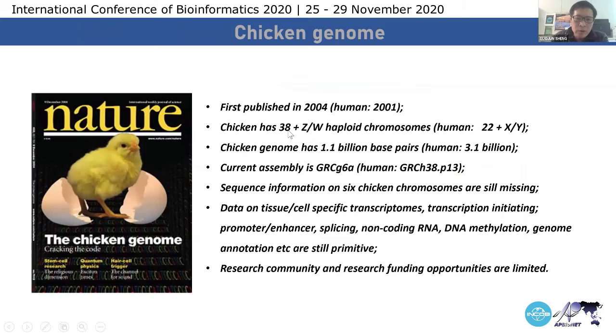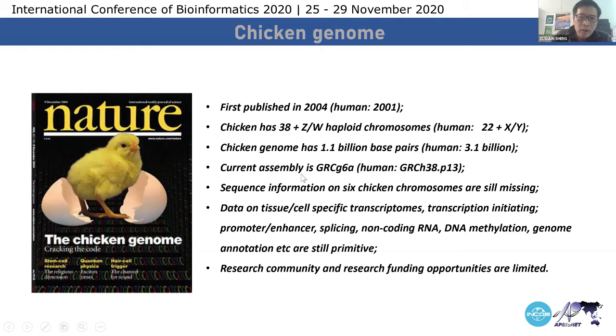So the chicken genome was sequenced in 2004, in comparison with the human genome, which was sequenced in 2001. Chicken has 38 autosomes and one pair of sex chromosomes. In comparison, human has 22 haploid autosomes and X or Y. Birds use so-called ZZ for male and ZW for female, so it is somewhat different from mammals. The chicken genome has 1.1 billion base pairs, about a third of the human genome. But the number of genes is very similar, about 20,000 or so, and the number of non-coding genes is also very similar.